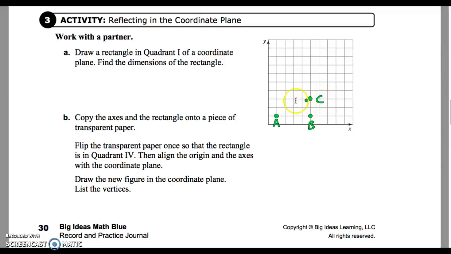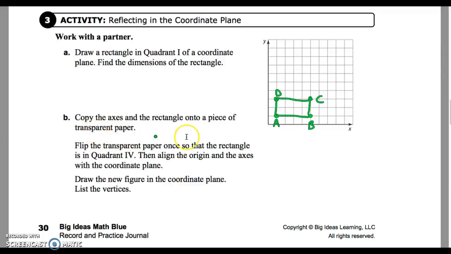And then I'll just come 2 more straight up from there. So here's my, oops, my rectangle. Not very straight lines, but that's okay. All right. Now, it says copy the axes and the rectangle onto a piece of transparent paper. Now, transparent is paper that you can see through. If you just grab a piece of notebook paper, it will do just fine.